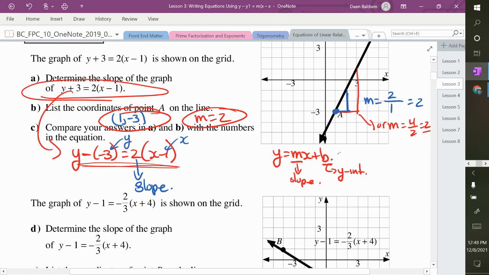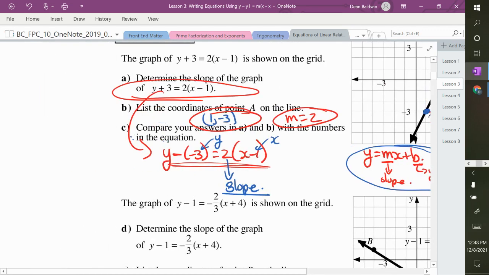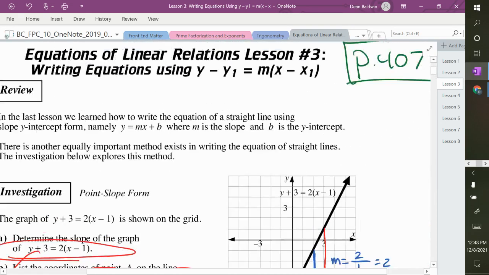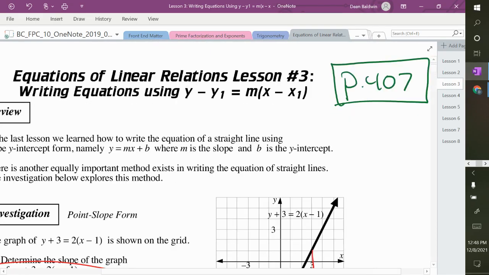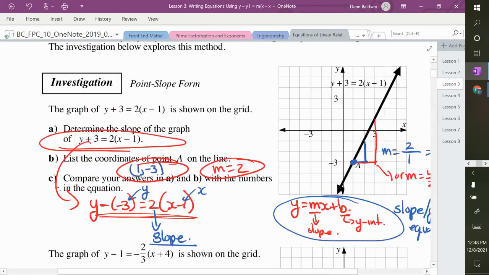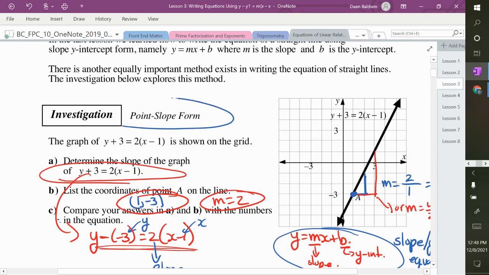Okay? So this equation is called, remember what we called it? It was the slope y-intercept equation. This equation, since it gives you the slope and the coordinates of a point, is called the... oh, they don't have it. Oh, there it is right there. The point slope form of an equation.